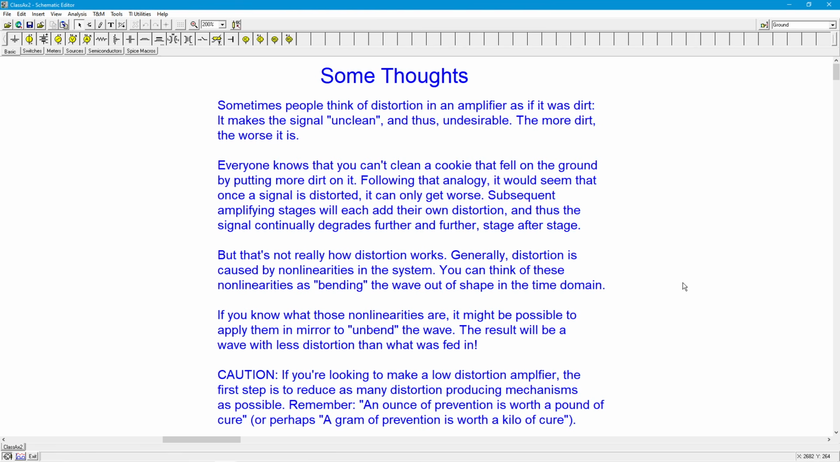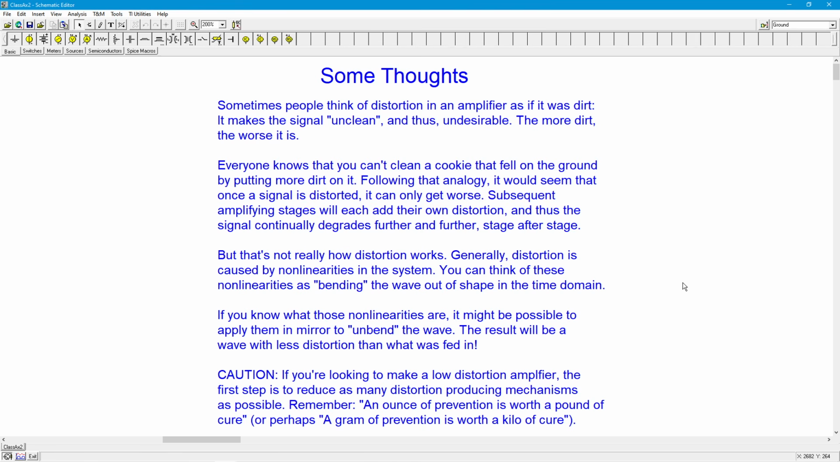So let's take a look at that. Like how does that circuit, that little two-stage amplifier, sort of unbend, if you will, the waveform in the second stage. But before we do that, I do want to say this again, second time. If you want to make a low distortion amplifier, try to get rid of every distortion producing mechanism in there. You don't try to use some trick later on to correct for distortion.